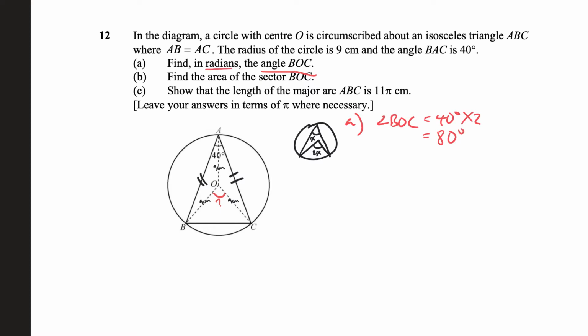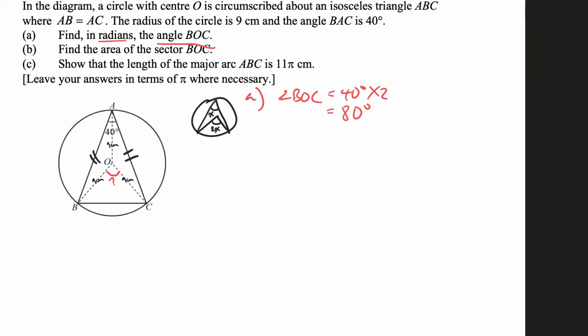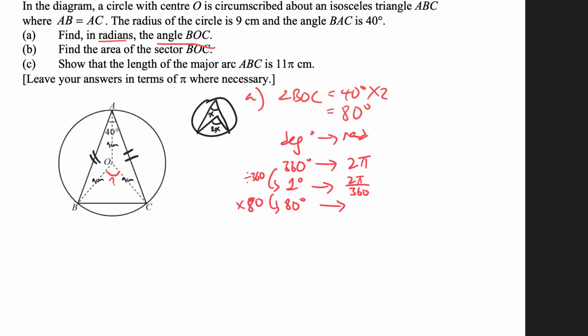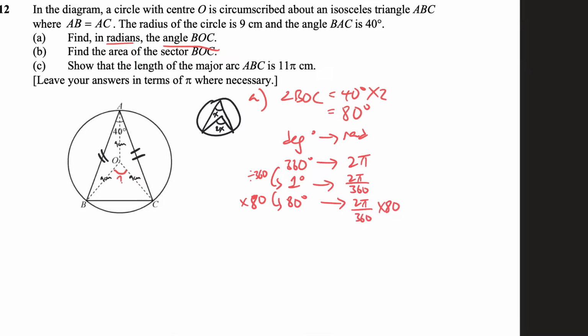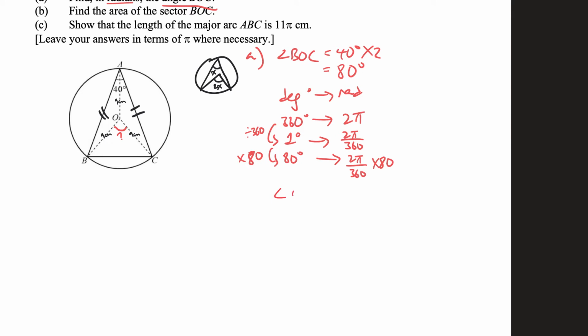But now it says find in radians, so we need to convert that. I'm just going to do that quickly. Degrees to radians: 360 degrees converts to 2 pi radians. Now I want 80 degrees, so to get there, let me get to 1 degree first: 2 pi over 360. And then multiply by 80. So I can say angle BOC is 2 pi over 360 times 80 radians.